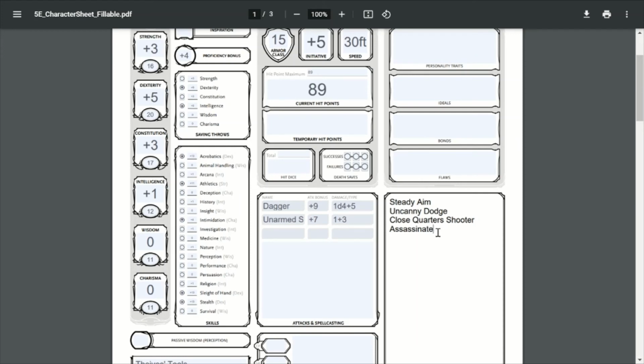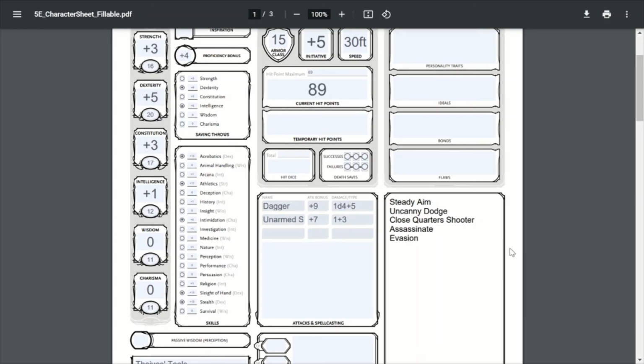Now, the next one, Uncanny Dodge. This isn't like a throwing ability. This isn't helping him with his aim. This is, well, not like he needs it, but this is when an attacker that you can see hits you with an attack, you can use your reaction to halve the attacker's damage against you. So that's helpful.